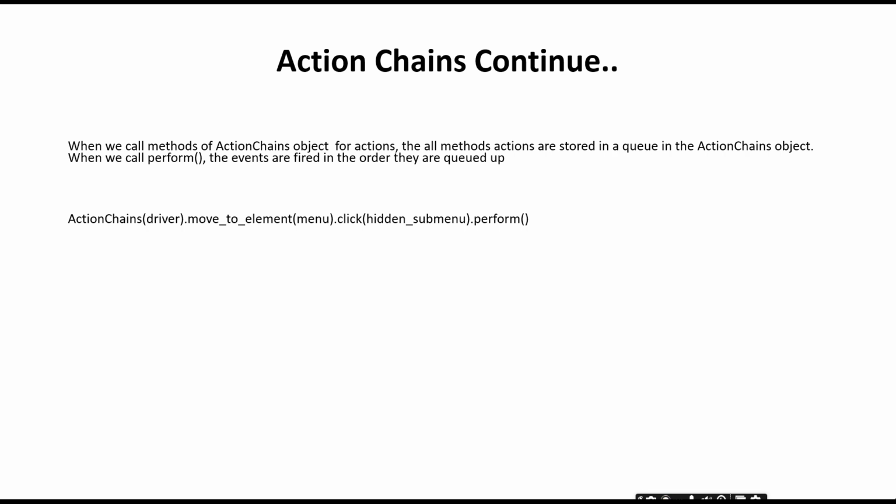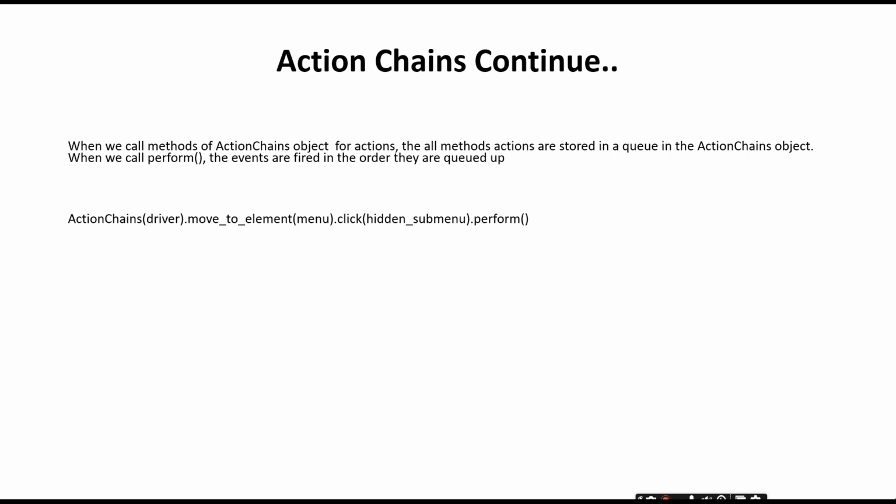For example, here we create the action chains object first, then move to element, passing one element, then perform a click on a different element like the hidden submenu element, then call the perform method. So here you can see when we call the perform method, it will start execution in the same order. First it will move the mouse cursor onto the element, then click on the submenu. So it executes in the same sequence.